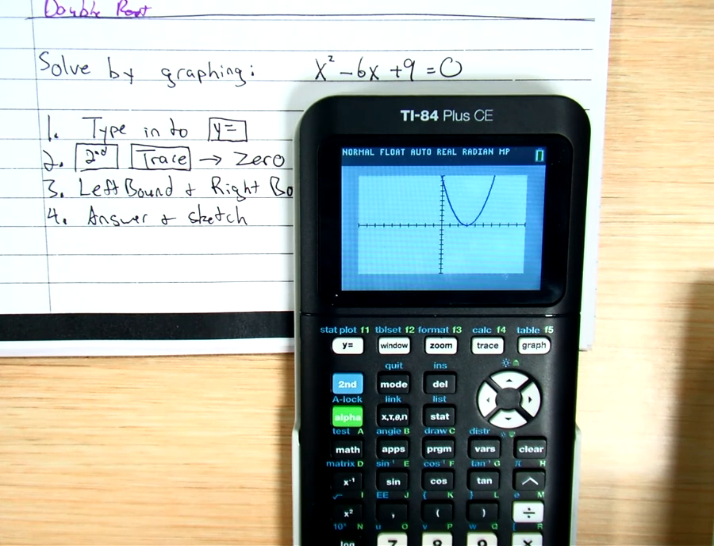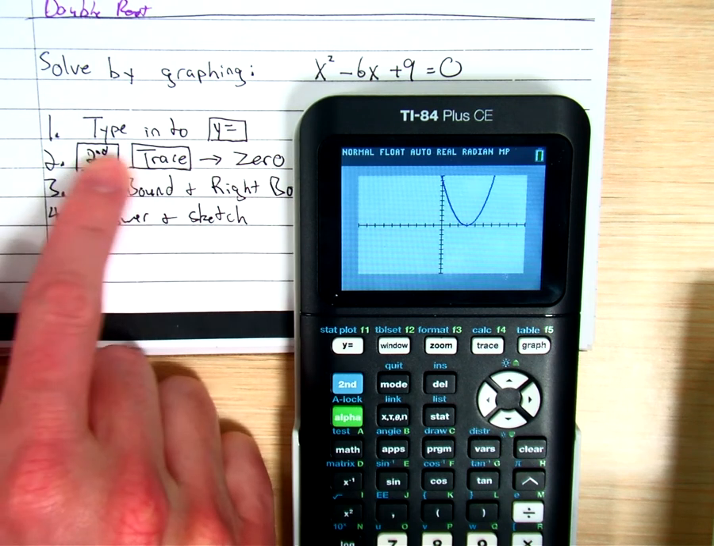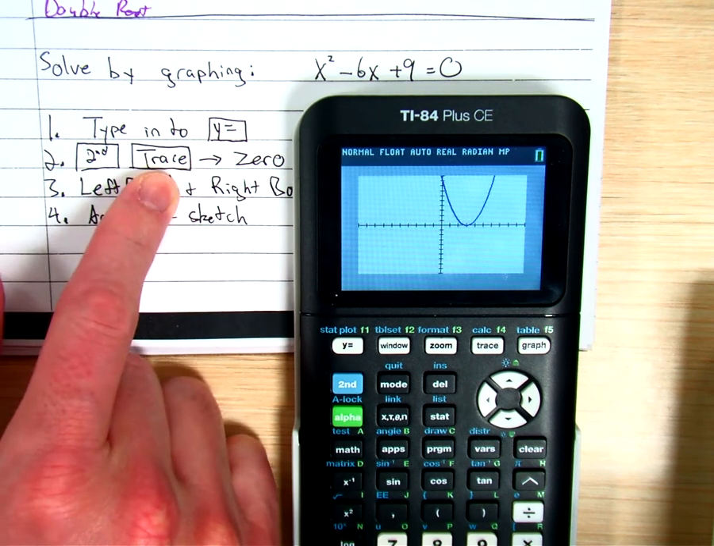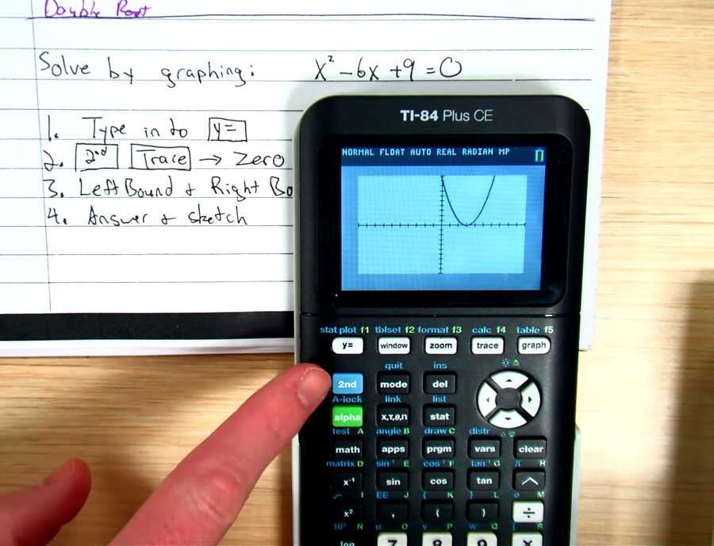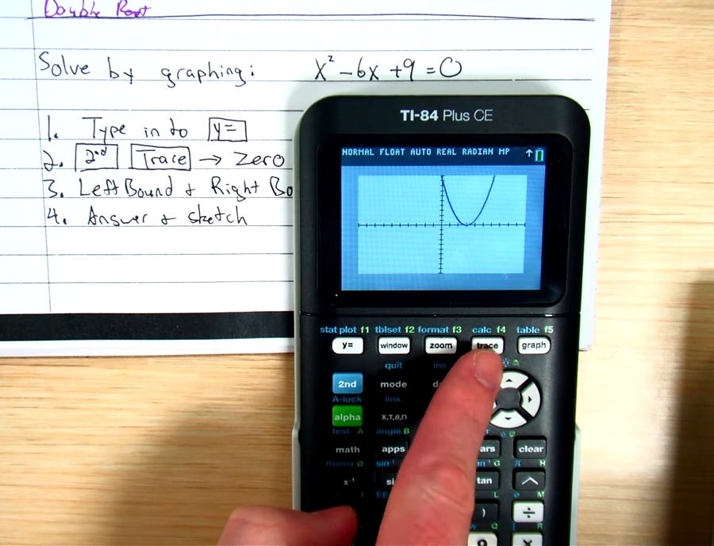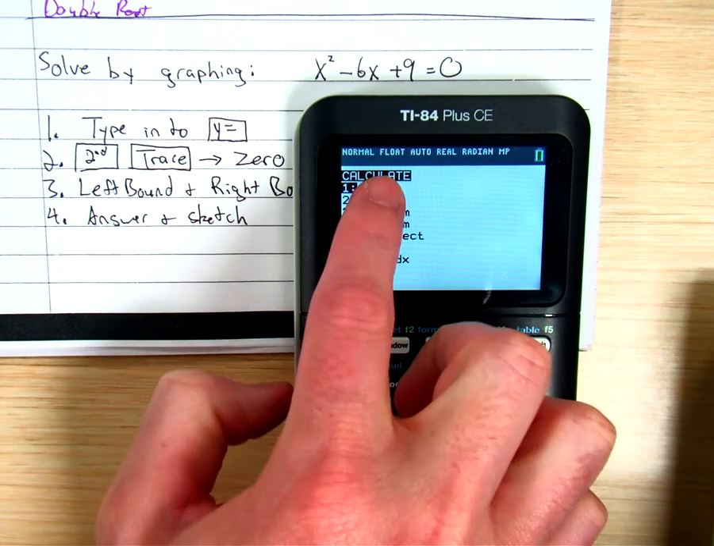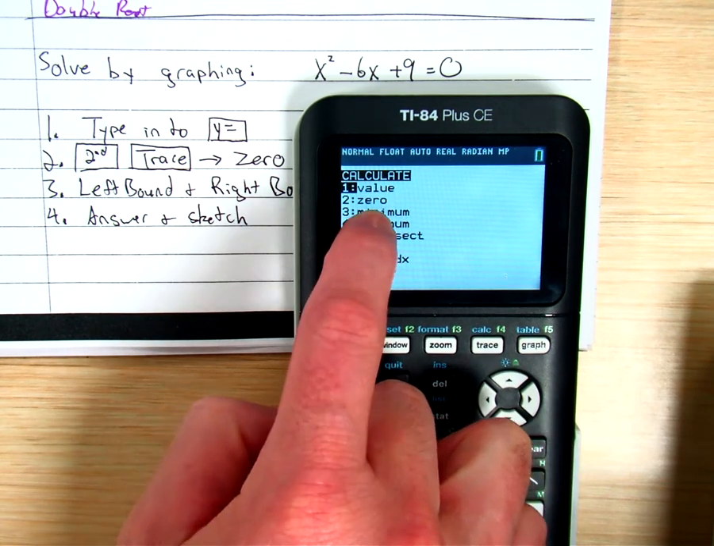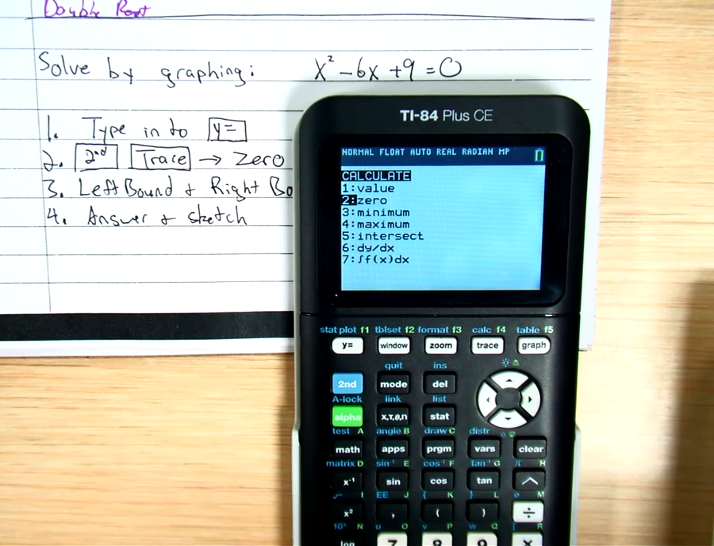But we need to make sure, because sometimes the graph can be misleading. That looks like it's right at 3, but what if it's 2.99? You don't know. So here's where we do this. Second, Trace, 2: Zero. Second, Trace, and we want to calculate the zero. Enter.